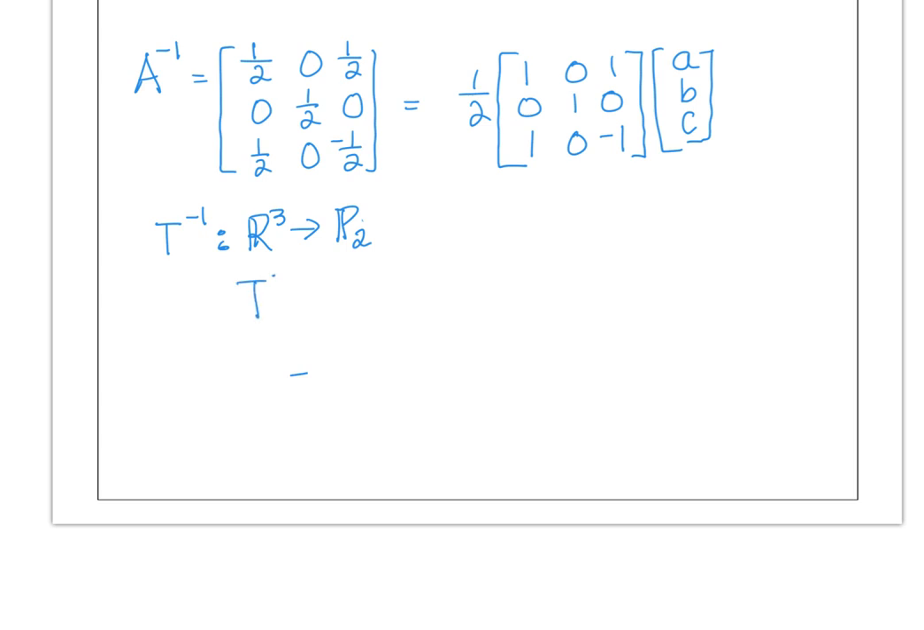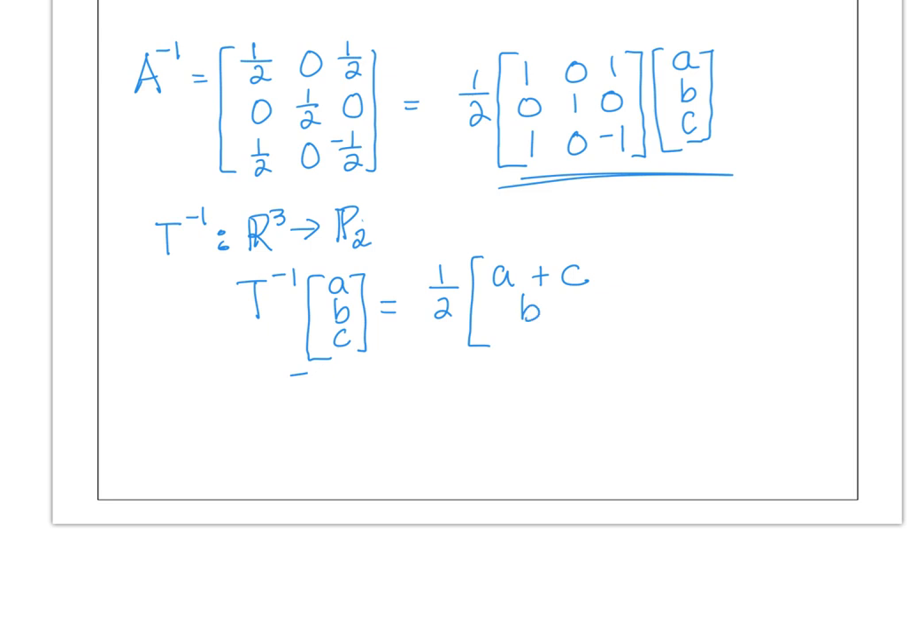Our T inverse on ABC is 1/2, and I'm doing this here, A plus C, 1B, and then A minus C. This is our T inverse. And that, my friends, is the end of lesson 13. We have 3 more lessons for lesson 14, and we will be finished with a full year of AP pre-calculus.